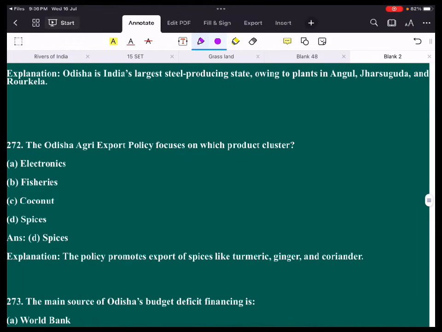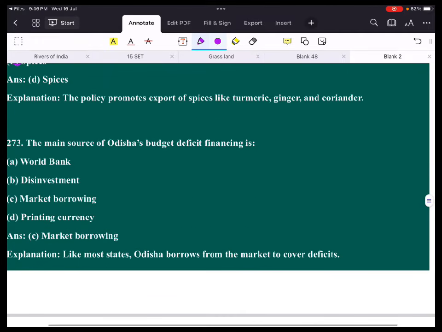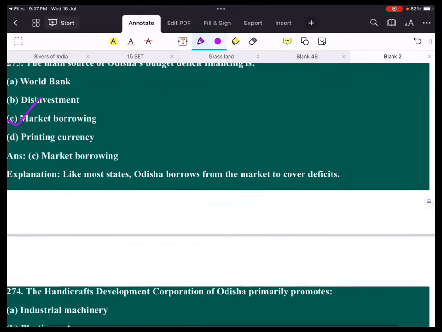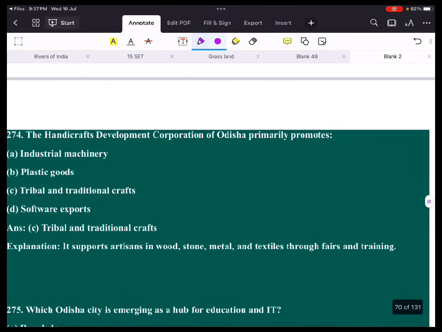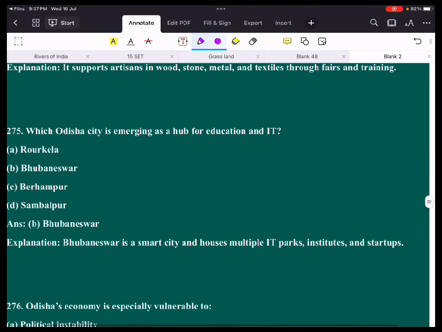The Odisha Agri Export Policy focuses on which product cluster? That is option D, spices. The main source of Odisha budget deficit financing is option C, market borrowing. The Handicraft Development Corporation of Odisha primarily promotes tribal and traditional craft. Which Odisha city is emerging as a hub of education and IT? That is option B, Bhubaneswar.